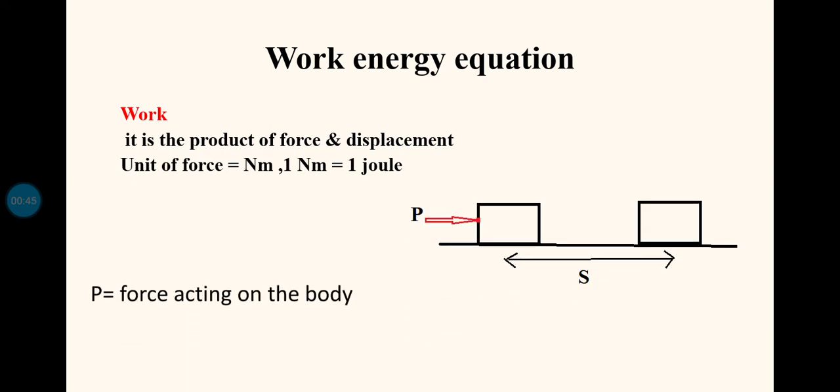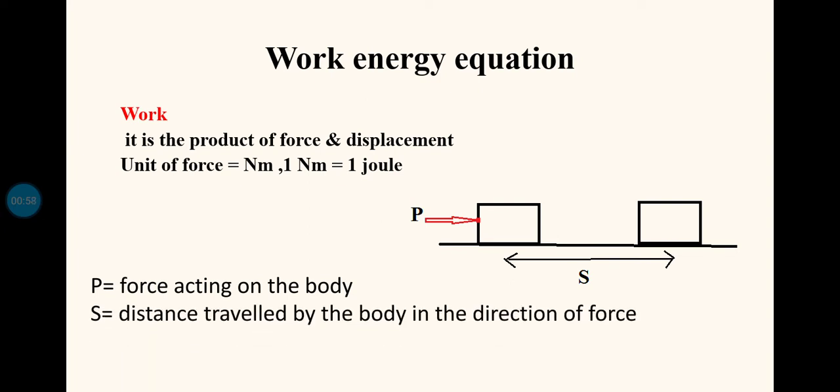Here is the representation of the work done. Force P is acting on a particular body, and due to that force, along the direction of the force, the body is moving a particular distance. Now P is the force acting on the body, and S is the distance traveled by the body in the direction of the force. Then by the definition of work, work done is the product of force and displacement, that is P into S. Remember, we will be considering the force along the direction of the motion only. That we will see in the next slide.